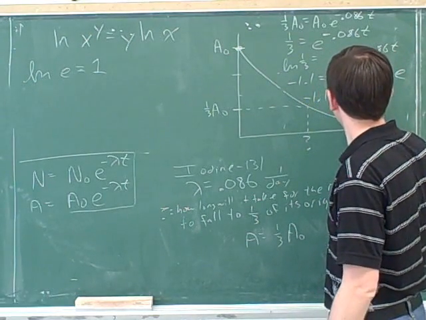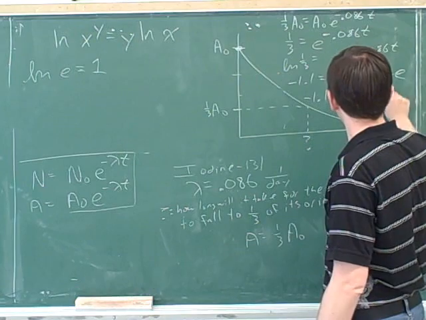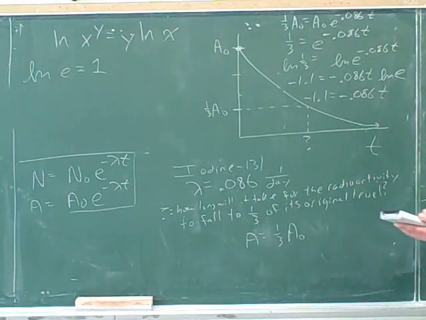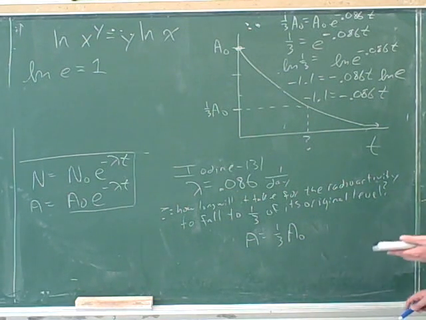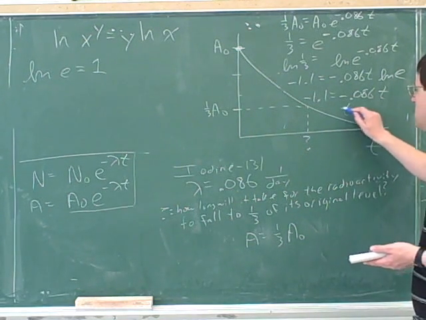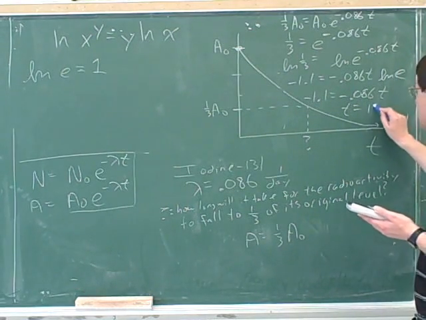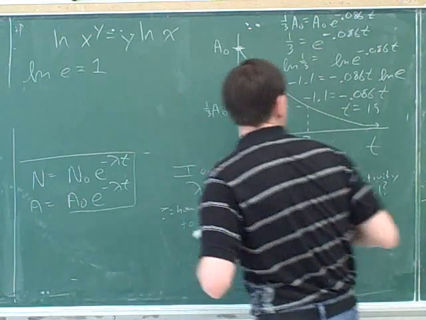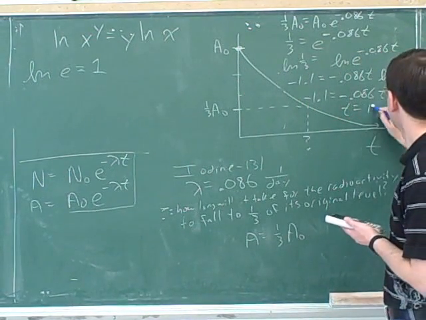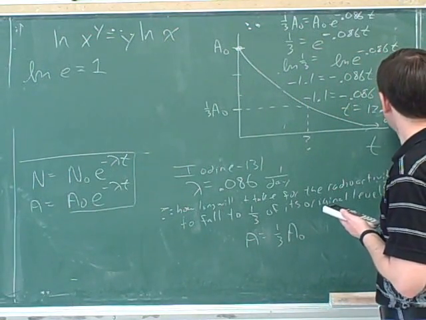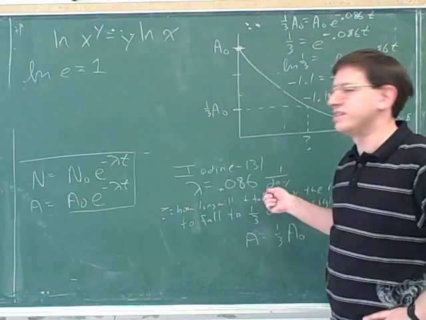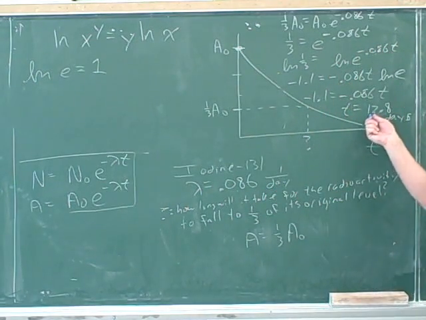So actually negative 1.1 divided by negative 0.086, t equals 12.8 days. That's good that you remembered the units. Since lambda was in days, t will be in days over here.